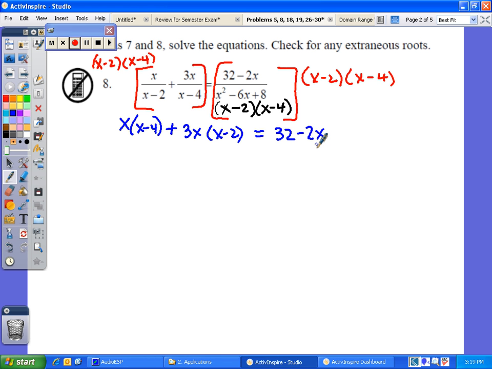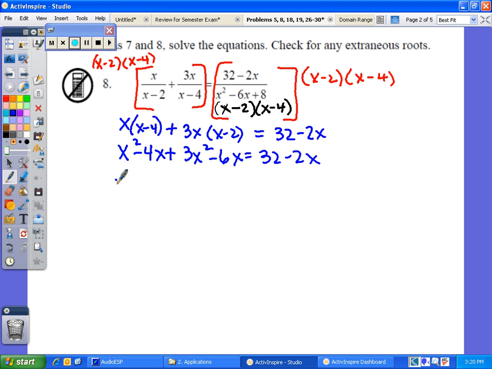Okay, I have some simplifying to do. I have the distributive property to use for each of these two. And now I have a quadratic equation. And we know there are many methods for solving the quadratic equation, but the one that we try first is factoring, which means we have to set the one side equal to 0, and I choose to bring these two terms over to the left.